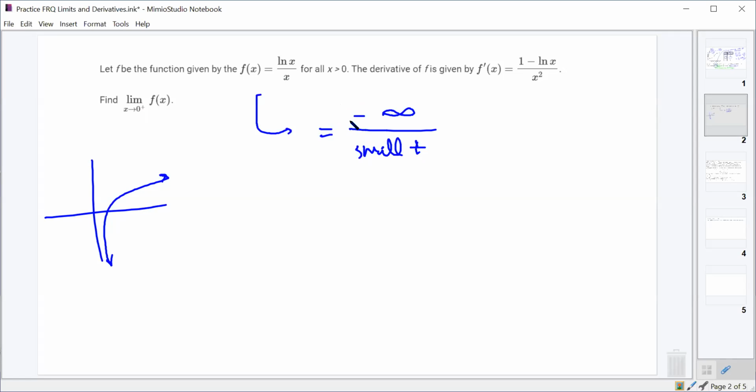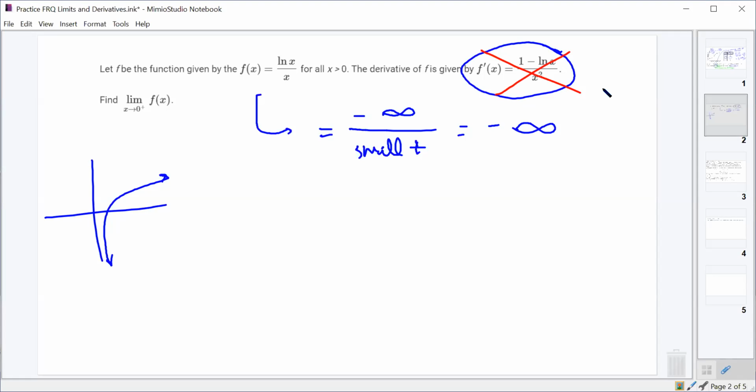So if we have a very large negative and we divide it by a very small positive, what should we get? What happens if you take a number and divide it by something very close to 0? It just gets larger. It gets even larger, and since we're dividing by a positive, it should stay as a negative. So we end up with negative infinity. Did we need this information that was given to us right here? No, not at all.